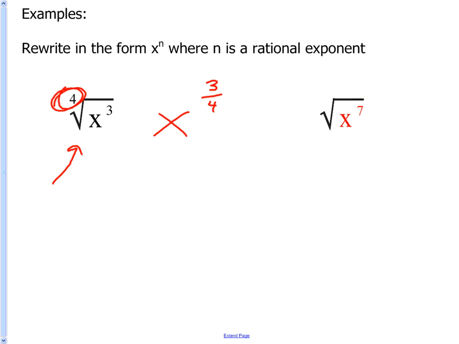All right, so if I had this one, what little number is here if I don't see any number? There's really a 2 there. So is this x to the 2/7 or x to the 7/2? X to the 7/2. And if you're having trouble remembering, remember the roots go on the bottom.